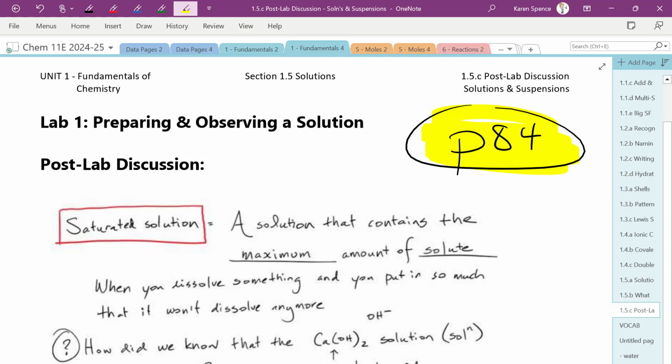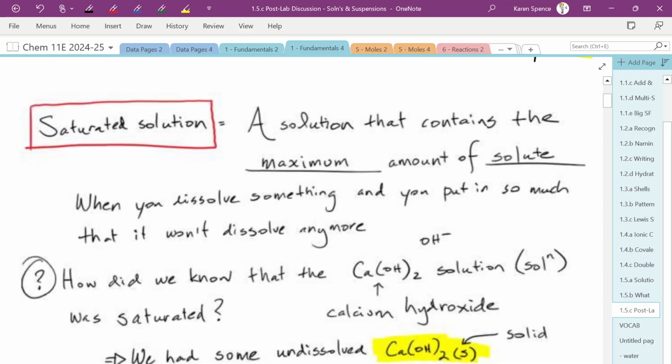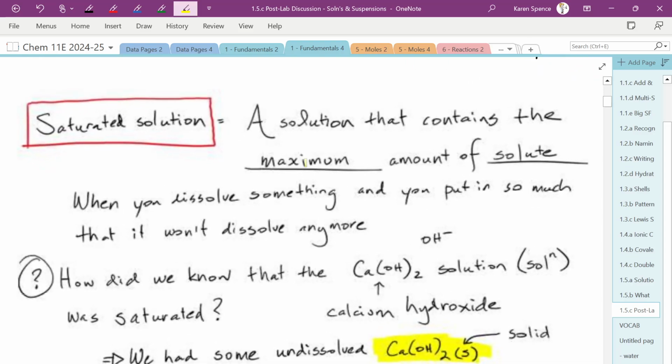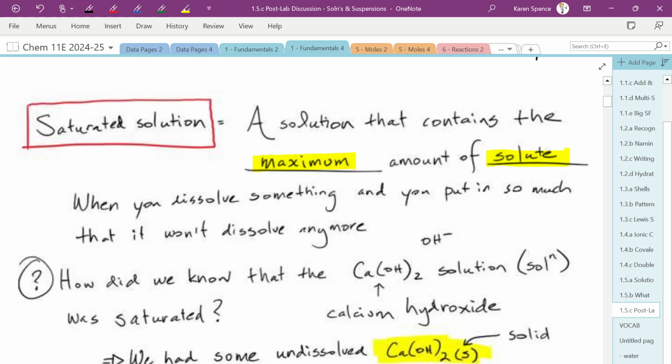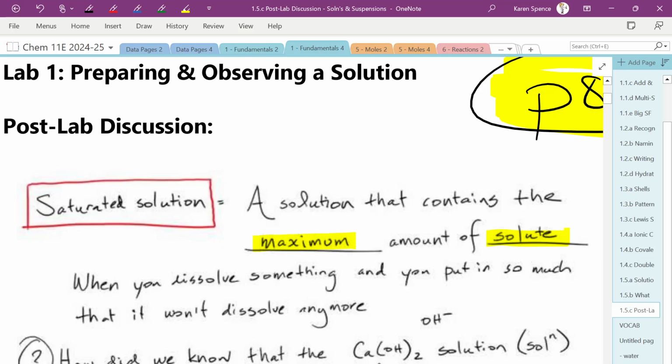Okay, so saturated solution. It is a solution that contains the maximum amount of solute. So basically, when you dissolve something and you put in so much solute that it will not dissolve anymore.